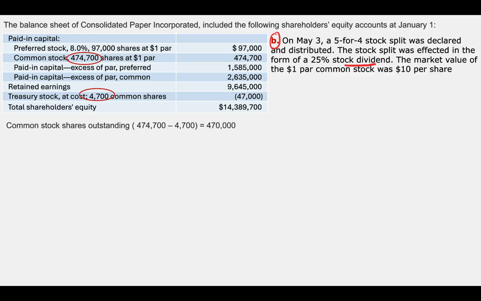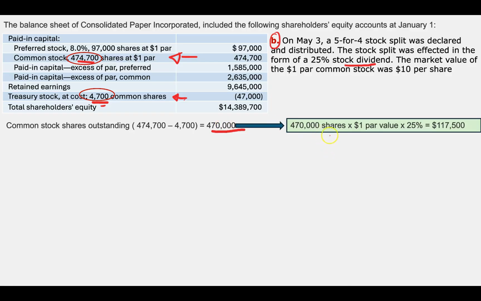First, you have to figure out that when we pay a dividend, it is only on outstanding shares. And when we have treasury stock, they are no longer outstanding because the corporation has bought them back. So here on January 1st, we were told that the common stock, on the second row, has 474,700 shares. But there's also treasury shares, which means that of those 474,700 issued, 4,700 have been bought back, and now they're not outstanding anymore. So when you're looking at the number of shares you have to calculate the stock dividend on, it's on 470,000 shares. It's the number of shares outstanding. So we're going to take the 470,000 shares multiplied by the par value, and this is a 25% dividend.